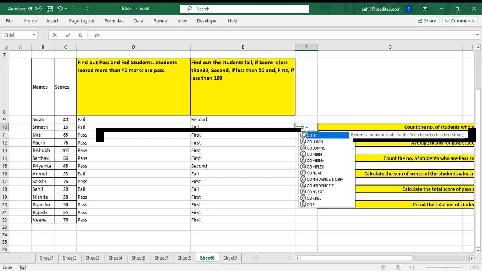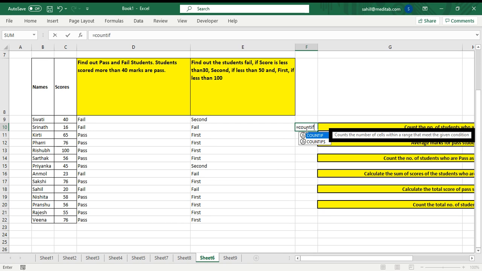So we have a function called COUNTIF. You can see two functions here, COUNTIF and COUNTIFS. COUNTIF is used only when there is one criteria, like we have only pass. And COUNTIFS is used if we have more than one criteria, for example the student should be pass and the student should be first. If there is only one criteria, we use COUNTIF. So I'm selecting COUNTIF now because we have only one criteria.